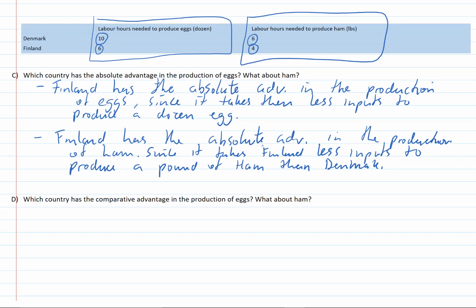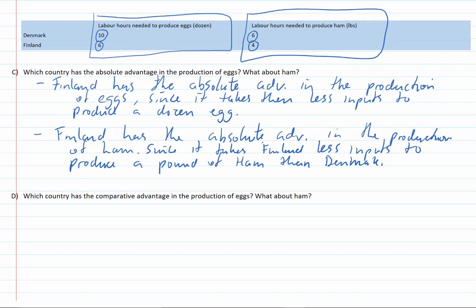Part D asks, which country has the comparative advantage in the production of eggs, as well as which country has the comparative advantage in the production of ham? The key to figuring out this question is to figure out who has a lower opportunity cost of producing eggs, as well as who has a lower opportunity cost of producing ham. And that will tell us who has the comparative advantage in each of these two goods.